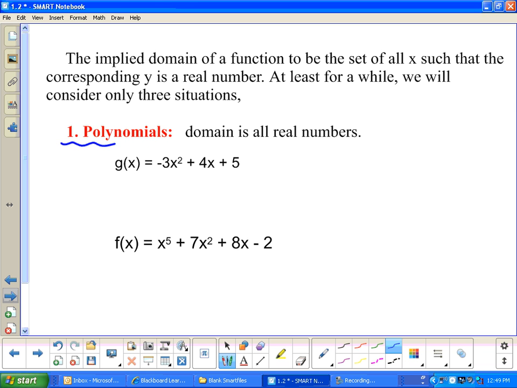Situation 1, polynomials. Okay? Again, for a polynomial, the domain is all real numbers. So if I'm looking at a polynomial here, yes, it's an x squared, it's a quadratic, it's a parabola, but it's still a polynomial. It's an addition of a bunch of monomials, addition, subtraction. So my domain will be all real numbers. It doesn't matter what degree it is. This is a degree 2, this is a degree 5. It could be a degree 4. The domain is still all real numbers. So that's our first situation, polynomials.